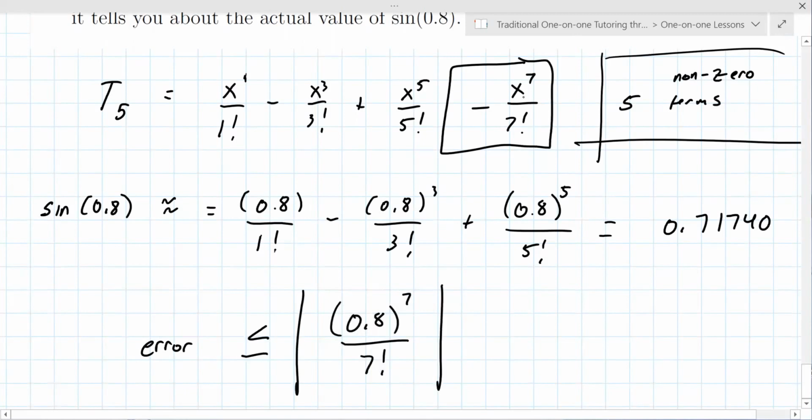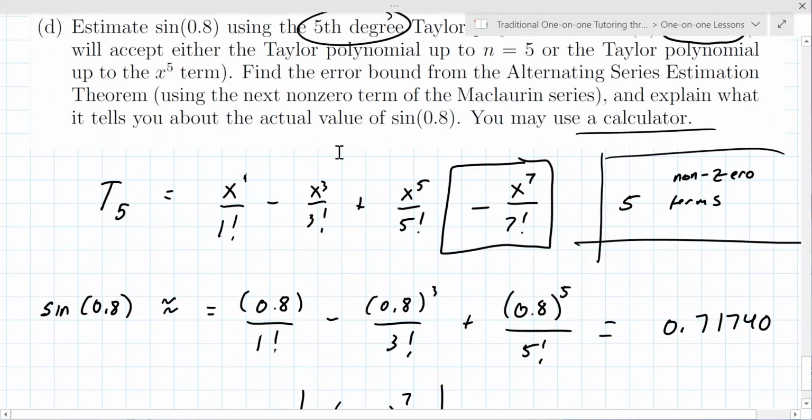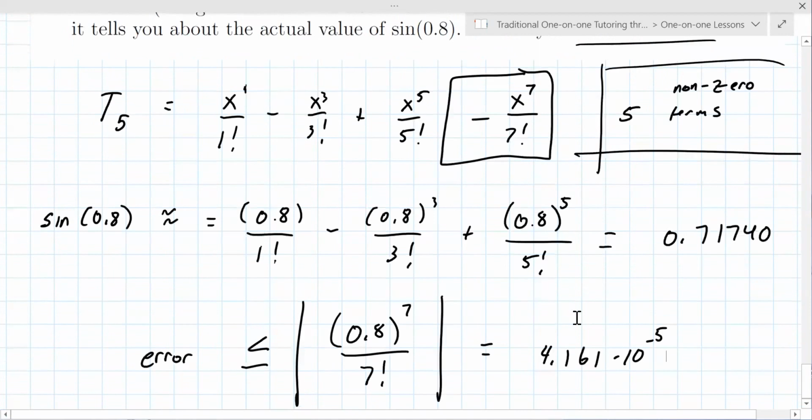Now, I don't even know if the calculator will do this, but it probably will. So this number right here is 4.161 times 10 to the minus 5. Okay. So you grab that next term, and that's how you explain what it tells you about the actual value of sine.